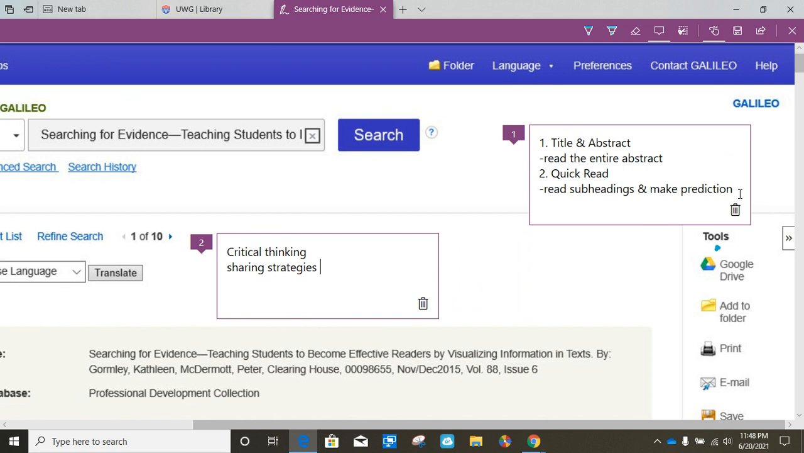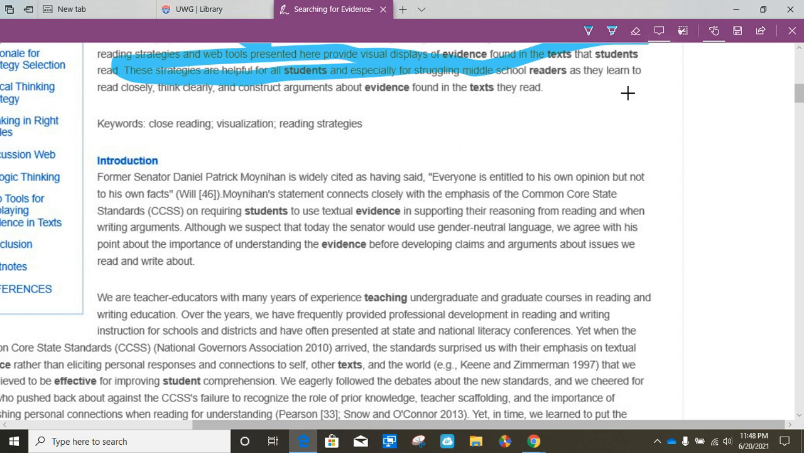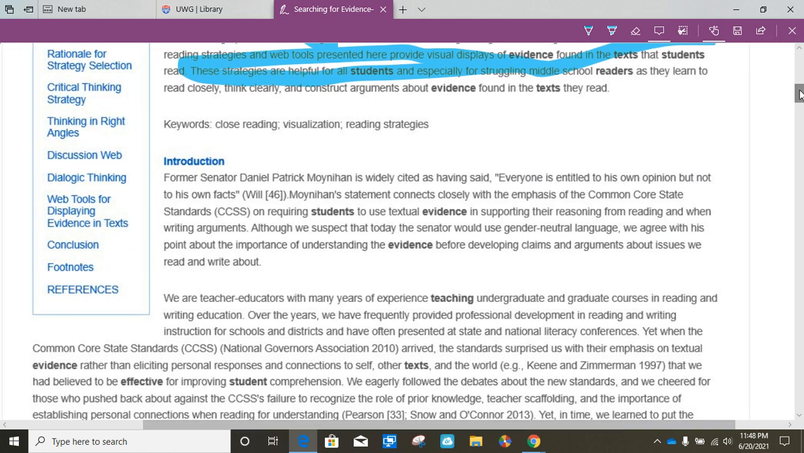My next step is the annotation. And I'm going to go through the annotation process really quickly. It's not something that's going to be as detailed as it would be if we were just starting the process. I'm pretty sure everyone has annotated before. Annotation basically is reading with a pencil.